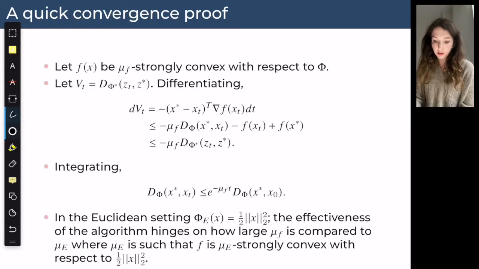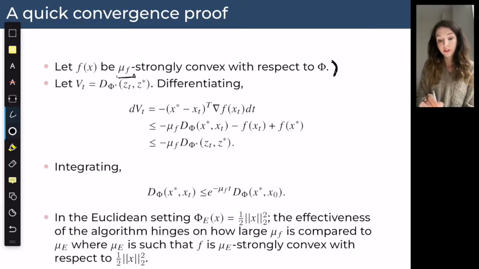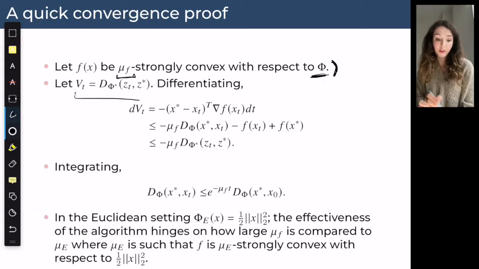So if we assume that our objective function f is mu f strongly convex with respect to our mirror map phi, and if we define our Lyapunov function to be this thing here, so it's the Bregman divergence between zt and z star, being the dual variable of our optimum x star, and the mirror map here is taken to be this convex conjugate of our original mirror map phi.